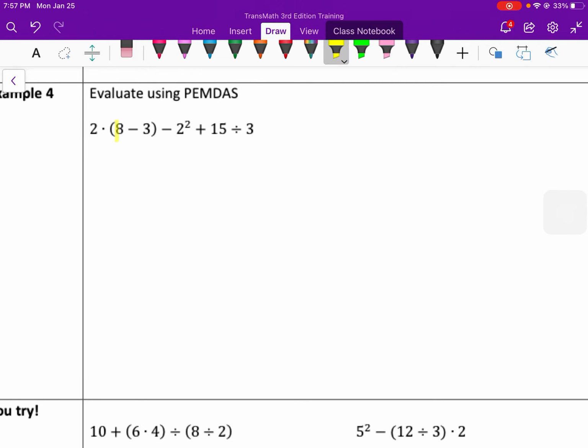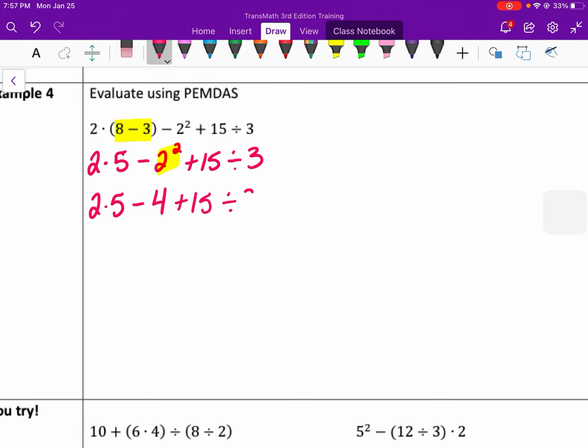Okay, inside my parentheses I have an 8 minus 3. So 8 minus 3 is 5. I guess I don't need the parentheses anymore. Minus 2 squared plus 15 divided by 3. Okay, so next would come the exponent here. 2 squared is 4 again. So 2 times 5 minus 4 plus 15 divided by 3.